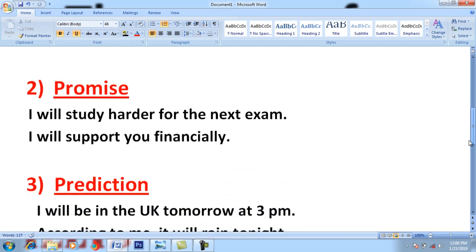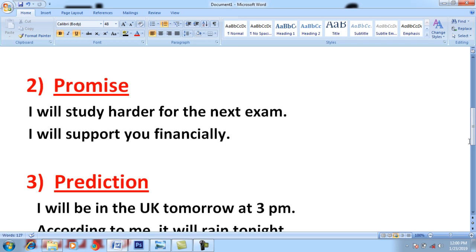We can use will for promise as well. It can be used to do something in the near future which you promise and you make up your mind to do. For example, I'll study harder for the next exam. So for the upcoming exam, I made up my mind and I promised that whatever happens, I will study harder. I'll support you financially. In this case, I promised a person that whatever happens, I'll support you. So we use will whenever we promise to do something.